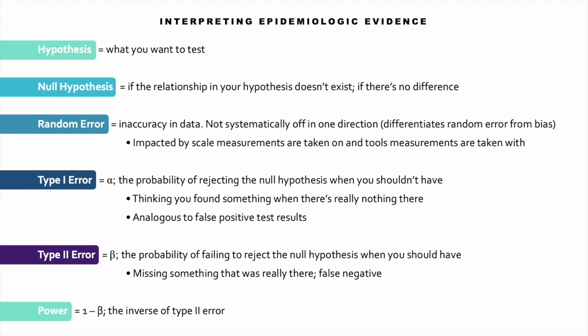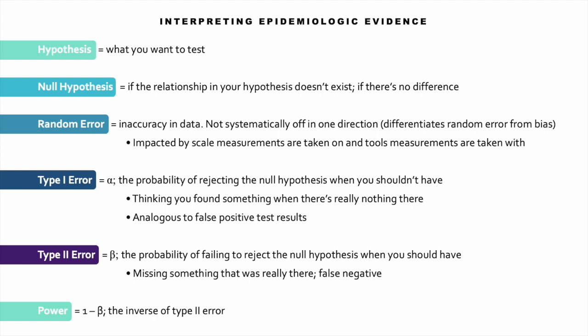Accepting the null hypothesis would require proving that no relationship exists, but that's usually not possible. So instead, epidemiologists fail to reject the null hypothesis if the data is insufficient to conclude that a relationship does exist. Random error is inaccuracy in data.